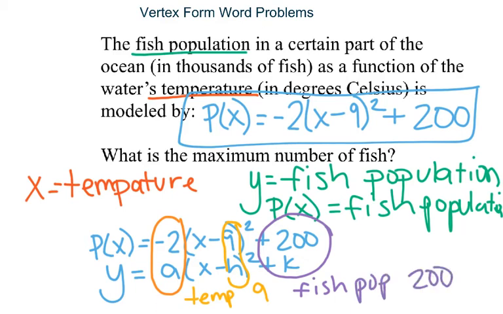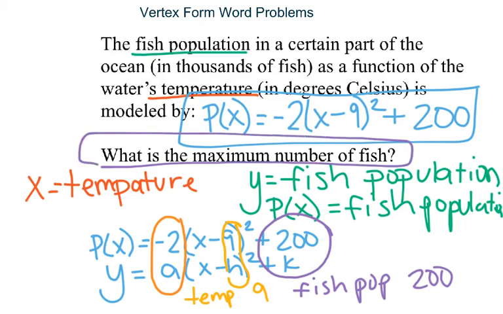Okay, so what is the maximum number of fish? So we're already in vertex form, so it's already telling us what the maximum is. So the maximum number of fish is 200. If that doesn't make sense just reading it like that, what I want you to do is take that function in blue and graph it in Desmos right now. So pause the video and graph it in 1, 2, 3.